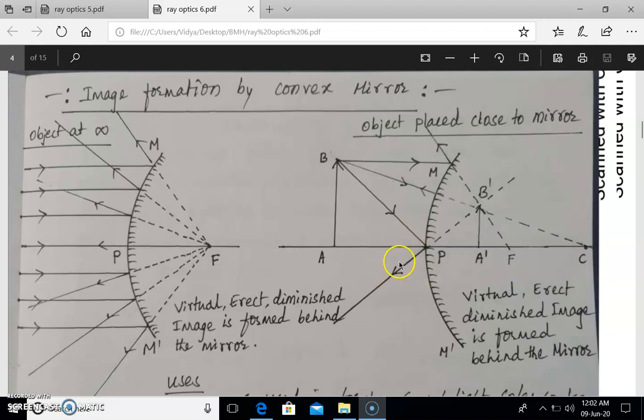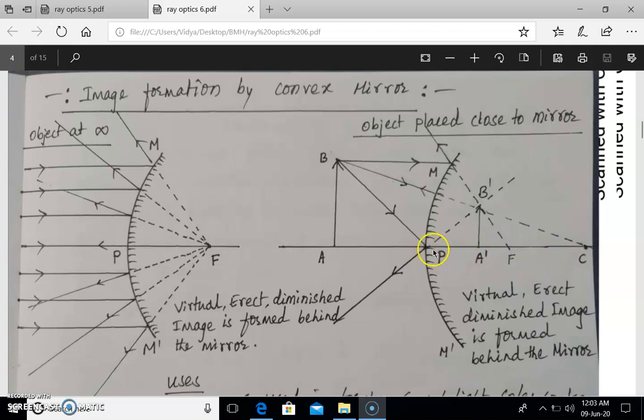All the reflected rays, when produced backward, intersect each other at a point. Through this point of intersection, a perpendicular A dash B dash to the principal axis is drawn, which gives us the position and the nature of the image. So if an object AB is placed in front of a convex mirror M dash, the nature of the image formed is virtual, erect, diminished, formed behind the mirror, that is between P and F.